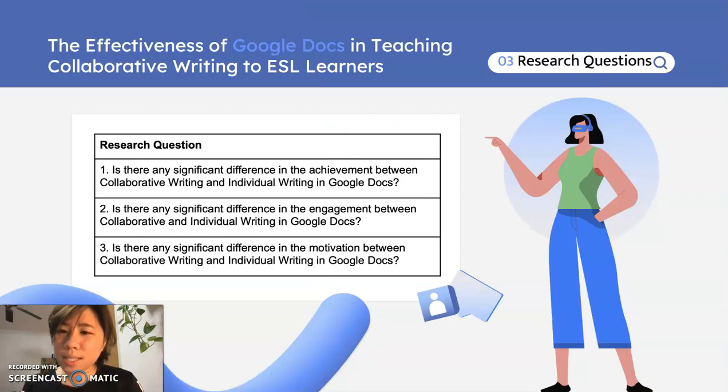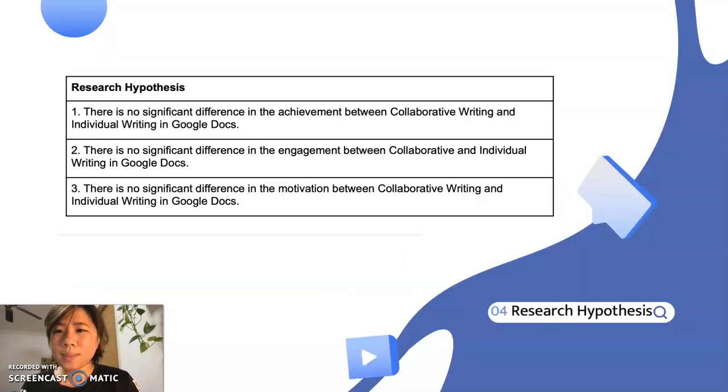For the research questions, is there any significant difference in the achievement between collaborative writing and individual writing in Google Docs? Second, is there any significant difference in the engagement between collaborative and individual writing in Google Docs? Thirdly, is there any significant difference in the motivation between collaborative writing and individual writing in Google Docs?